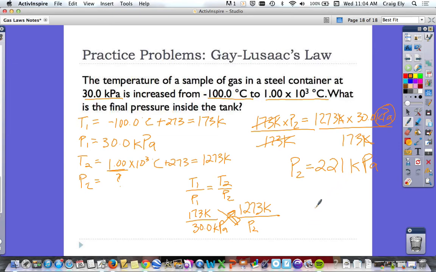Let's check and make sure that the temperature and pressure make sense. So I go from 173 Kelvin to 1,273 Kelvin. So my temperature definitely went up. That means my pressure has to go up. Let's check and make sure. I went from 30.0 kPa to 221 kPa. It definitely went up, so we're good to go.